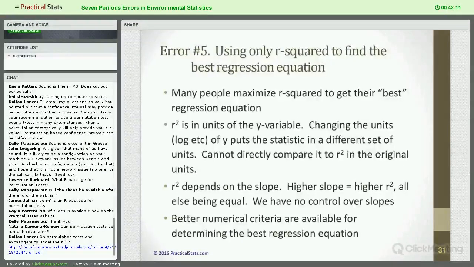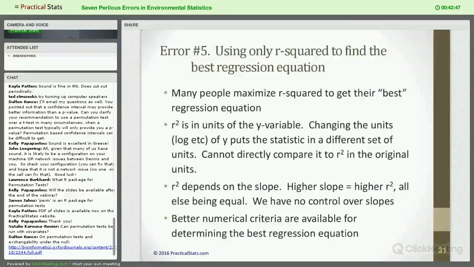All right, those are the first 4 errors. Moving on for the rest of the time, error number 5 with regression, that people tend to use just R² to find the best regression equation. And you need to realize that R² is in units of the Y variable. I know that it's a unitless number mathematically, but it's in the direction of the Y variable. It's an expression of the proportion of the variance in the Y variable that's being explained by a model.